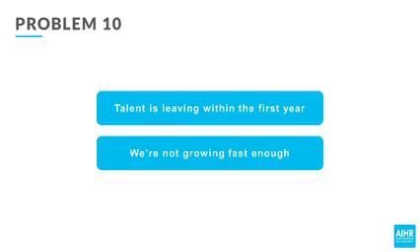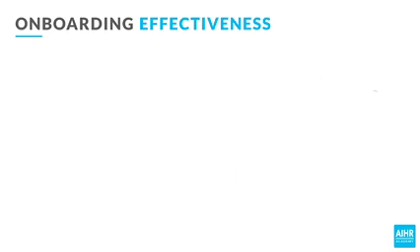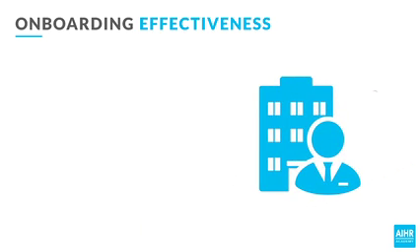Now the next problem is my talent is leaving in the first year. Or alternatively, we're not growing fast enough, or a number of related problems that have to do with people leaving in their first year. Now this is everything to do with onboarding effectiveness. If you don't onboard effectively, it will lead to lowered retention and it will cost you 5 to 21% of annual compensation for that specific person.